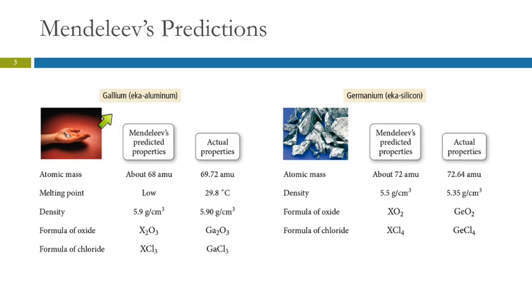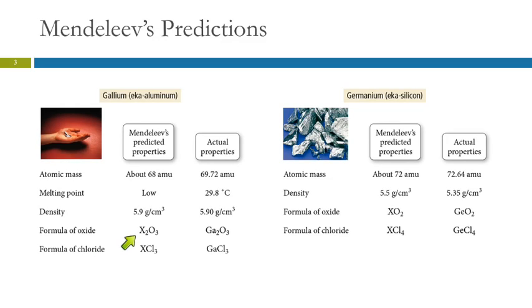So he predicted that an element below aluminum would be found. He called it eka aluminum. Eka is just a prefix that means below. So below aluminum, now we know this as gallium. His prediction: atomic mass about 68 atomic mass units, actual mass 69.72, pretty close. Low melting point, yep, it'll melt in your hand. He predicted the density is 5.90. Nailed it.